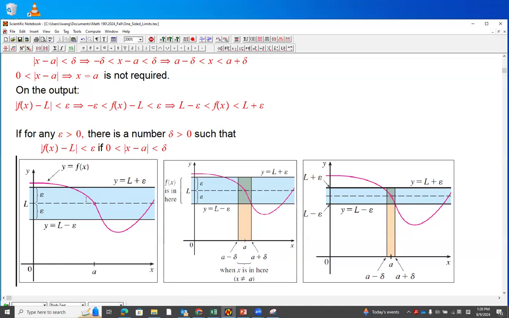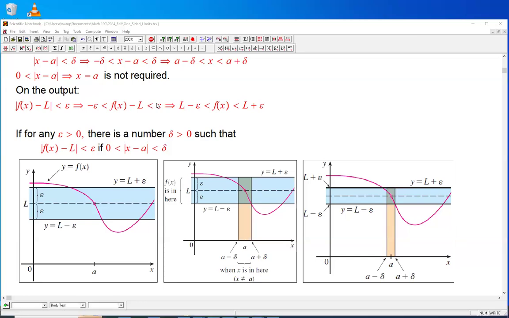For example, the input and output. Let me show you the input. Say the input is x, and x is here, and its output is right there. That's the output, and that output falls in the strip. And there's another input, there might be another input right here.